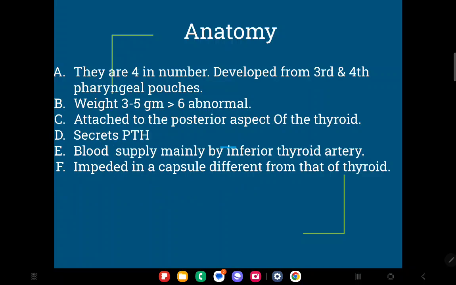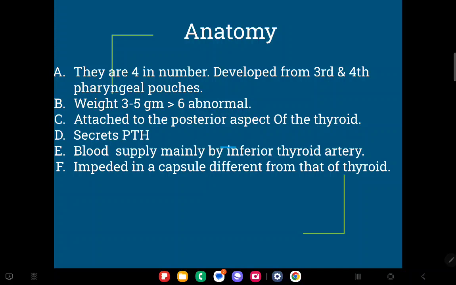The parathyroid glands are 4 in number and they are situated at the back of the thyroid, 2 inferior and 2 superior, 2 on each side with the left and right lobes. Embryologically they develop from the 3rd and 4th pharyngeal pouches. The inferior one develops from the 3rd pharyngeal pouch and the superior one from the 4th pharyngeal pouch.